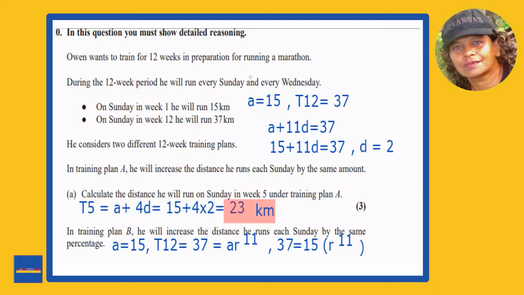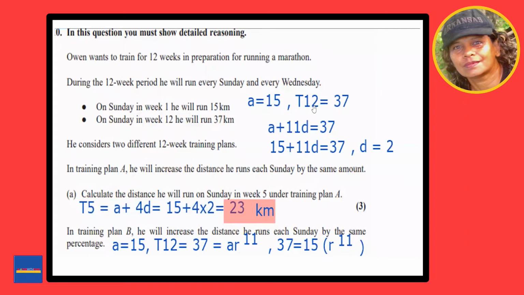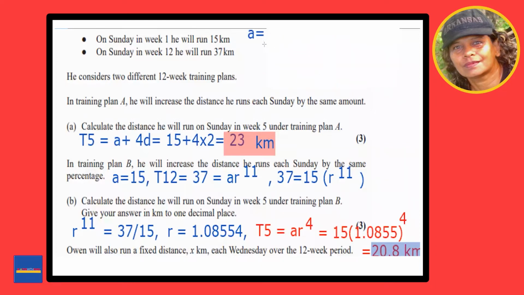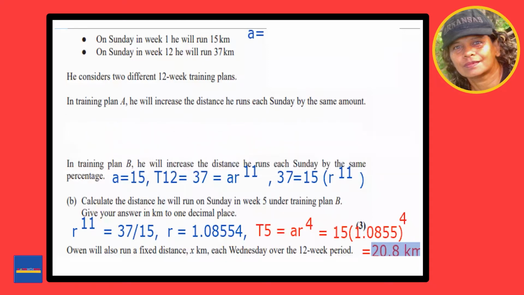Now let's move on to part B of this question. In training plan B, he will increase his distance by the same percentage. That is a hint for us to know that it is not going to be arithmetic. I'm just going to white out all of this so that you're not distracted. It's probably going to be geometric.